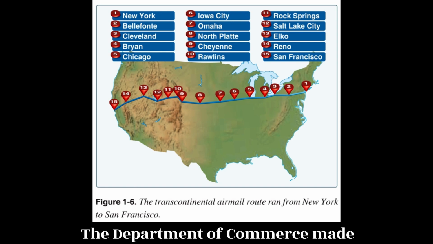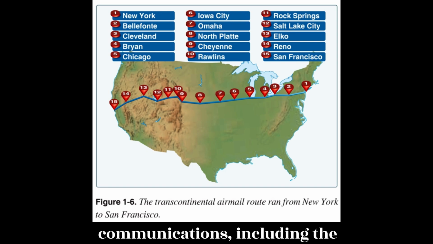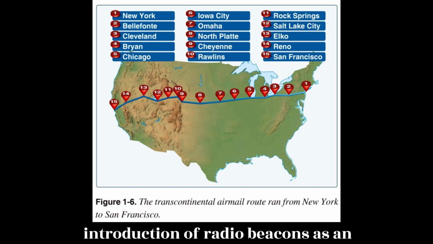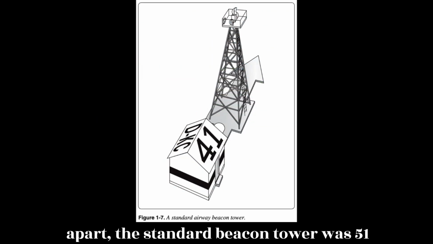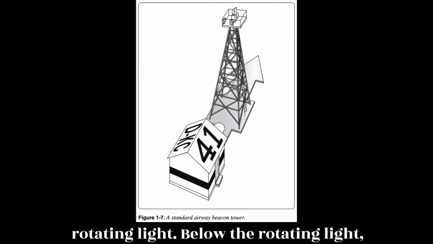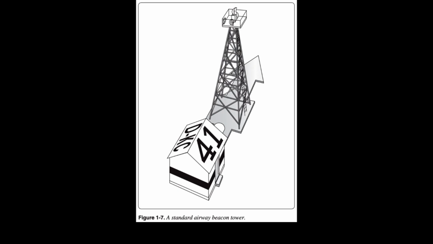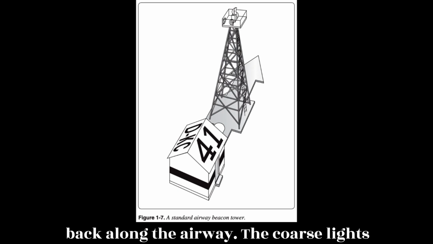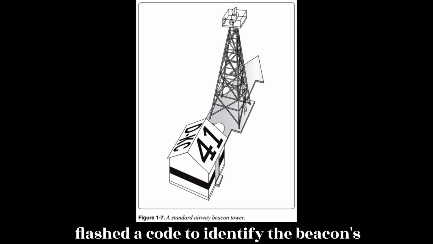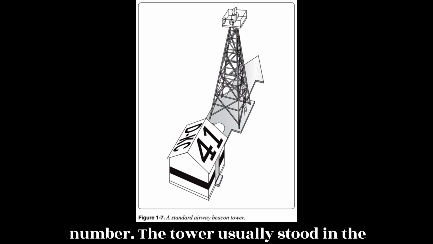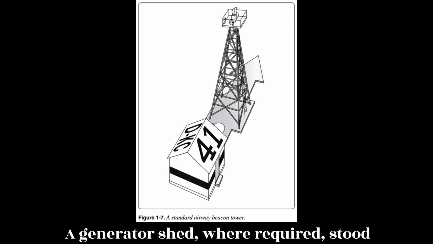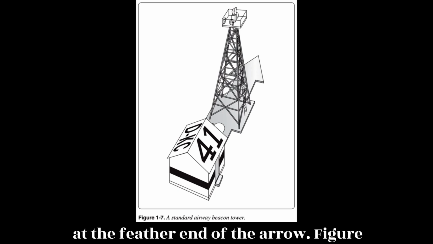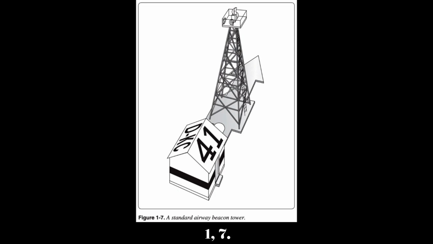The Department of Commerce made significant advances in aviation communications, including the introduction of radio beacons as an effective means of navigation. Built at intervals of approximately 10 miles apart, the standard beacon tower was 51 feet high and was topped with a powerful rotating light. Below the rotating light, two course lights pointed forward and back along the airway. The course lights flashed a code to identify the beacon's number. The tower usually stood in the center of a concrete arrow 70 feet long. A generator shed, where required, stood at the feather end of the arrow. Figure 1.7.